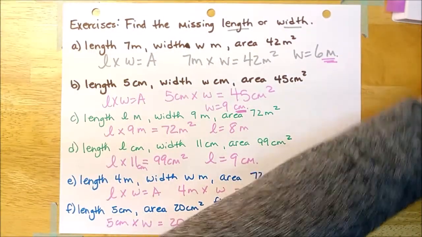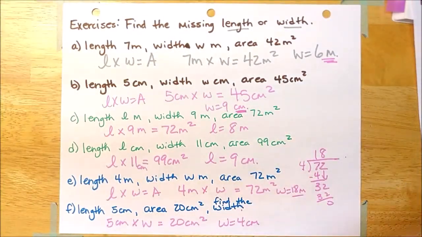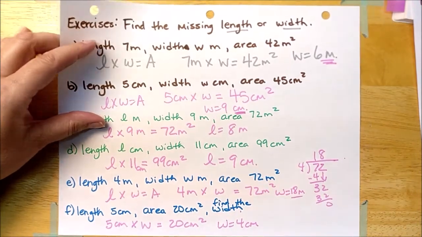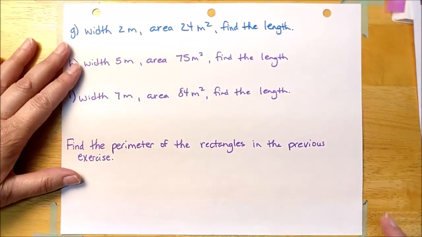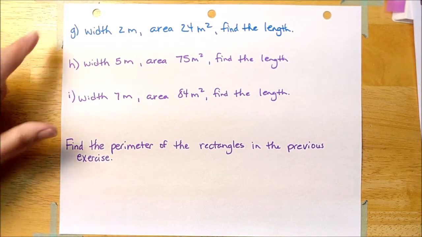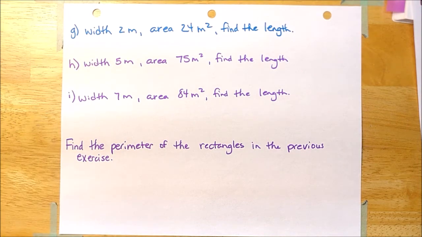I've got 3 more for you to try figure out, and then we're going to switch and we're going to do some perimeter. So pause and see if you can figure these 3 out, and then we'll come back and see if you got them right.